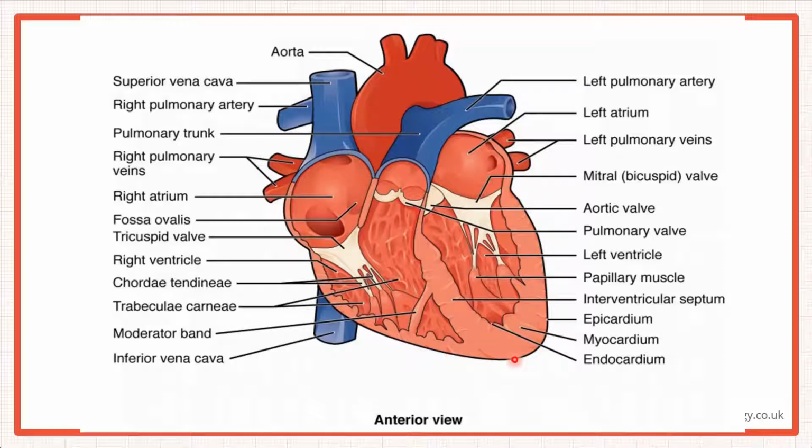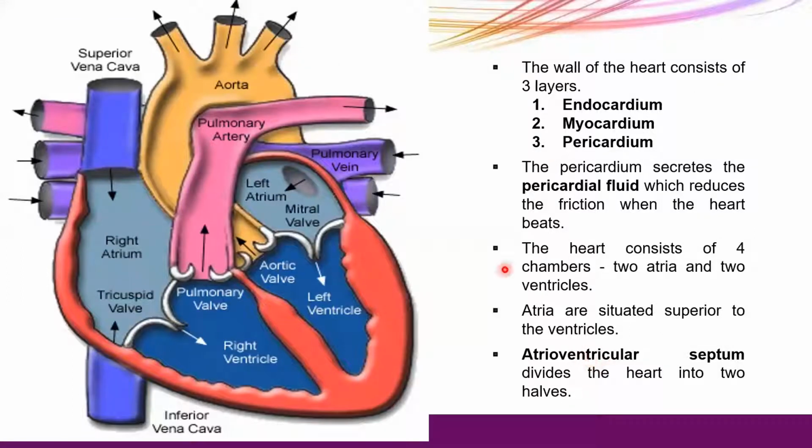And then yes, you can look at the layers as well. The first layer is the pericardium, then this thicker layer is the myocardium, okay? And then the inner layer is the endocardium, right? So the wall of the heart contains 3 layers: the pericardium, the first layer, then comes the myocardium, and then the endocardium. The pericardium secretes pericardial fluid. Pericardial fluid reduces the friction when the heart beats.